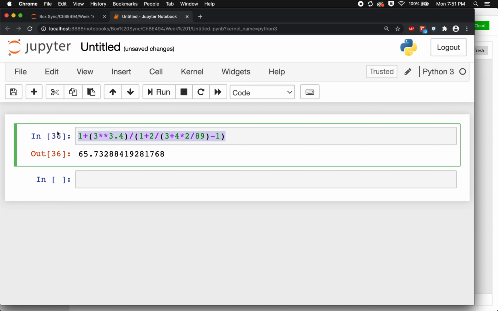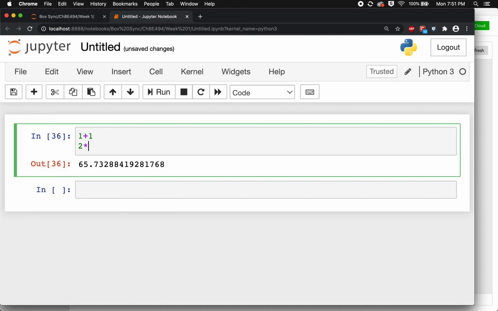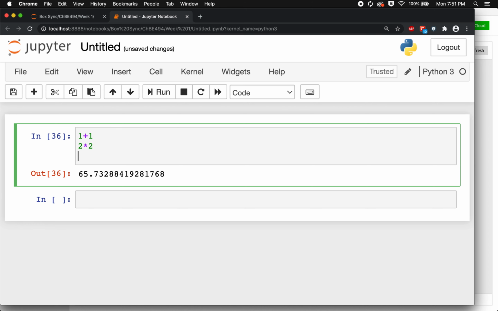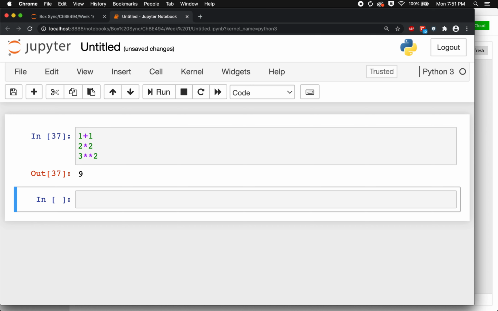So one thing also is what happens if we have multiple calculations in the same cell. I mentioned we can have lots of code in a cell. So I can maybe say 1 plus 1, 2 times 2, and maybe I'll do 3 to the power 2. What you're going to find out here is it's only going to print the last expression, right? 3 to the power 2.